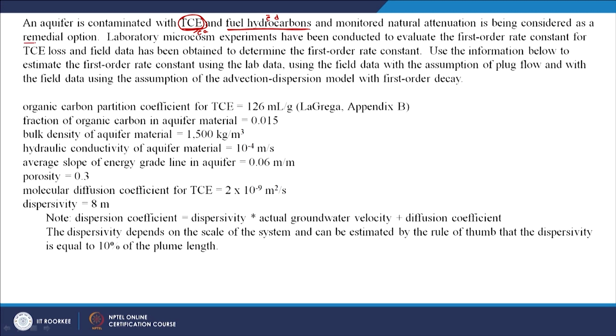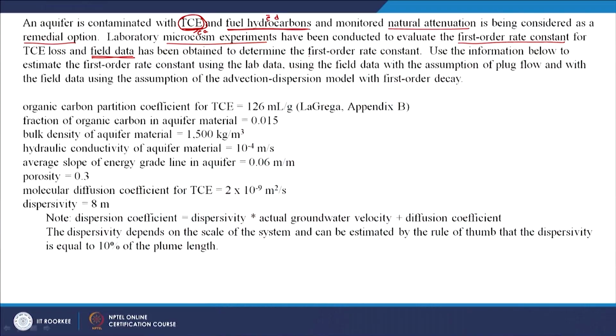For the remedial option, we are looking at natural attenuation and microcosm studies. We'll have a brief look at that to evaluate the first order observed rate constant for TCE loss. And then we also have the actual field data, and we are asked to calculate the first order rate constant from that field data too. Obviously, we look at lab data as part A, and then for part B, we considered the field data with the assumption of only plug flow.